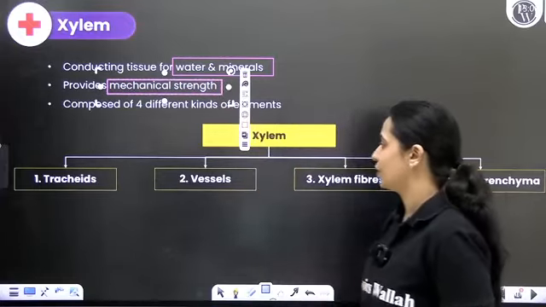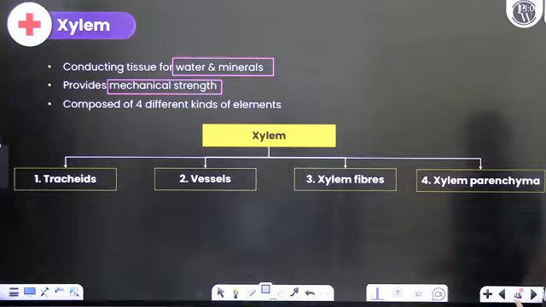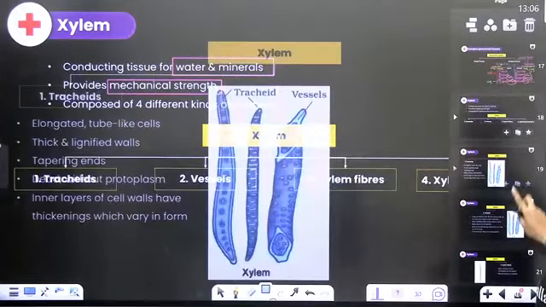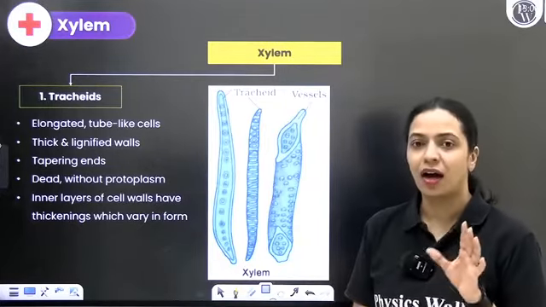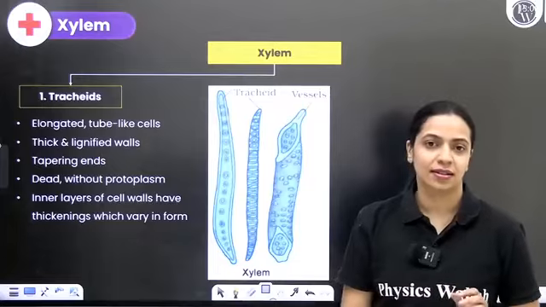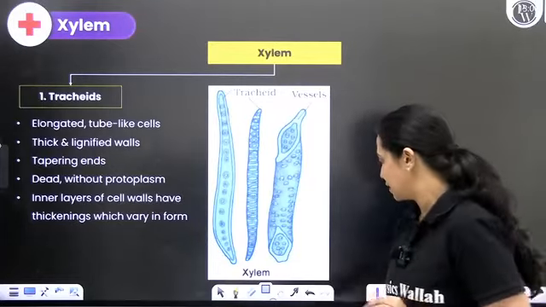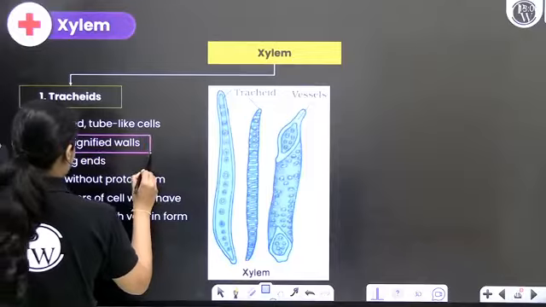It has 4 different types of cells which I've already mentioned before. We learn about each of those one by one, starting with xylem tracheids. Xylem tracheids are these elongated thin cells. They are dead cells. They have thick walls similar to sclerenchyma.